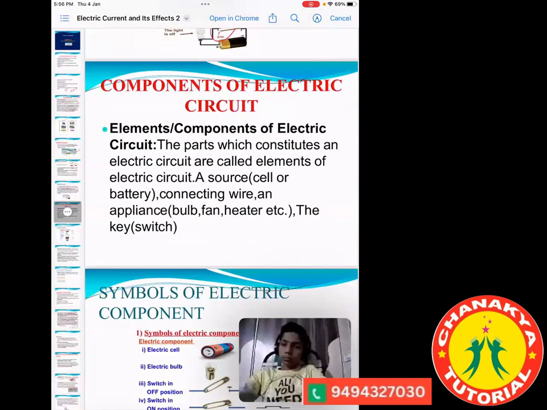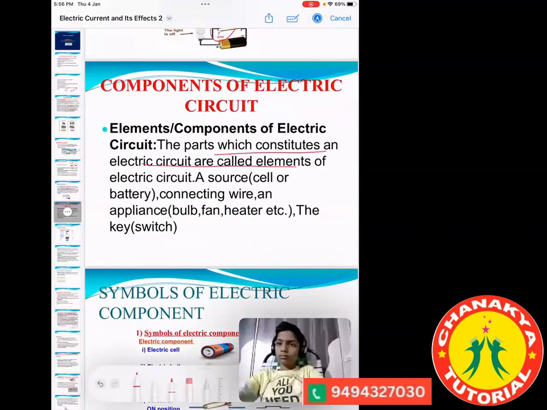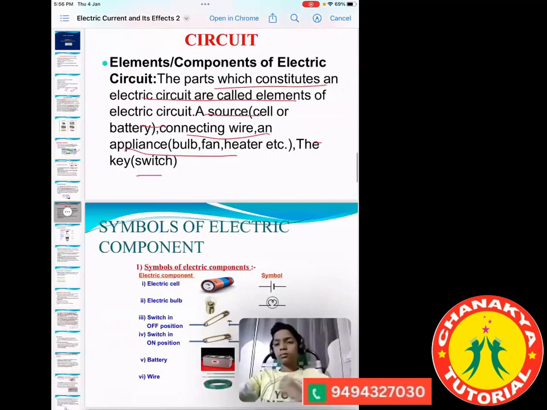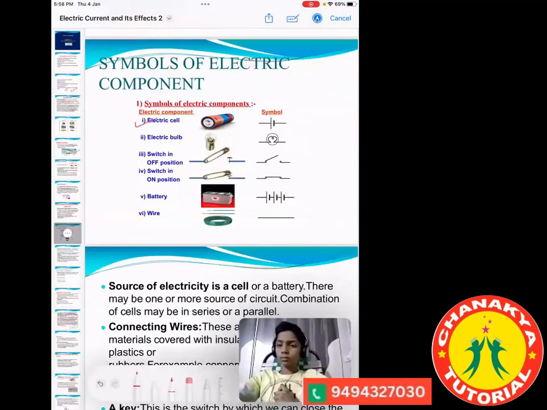Now, components of an electric circuit, what do we need for them? The parts which constitute an electric circuit are called elements. So whatever components are essential to make an electric circuit are called components. Like a cell or battery, connecting wire, an appliance like the bulb, fan or heater, and a switch also. Then symbols for the electric components. The electric cell, positive and negative, will be like this: the tall one is the positive and the short one is the negative.